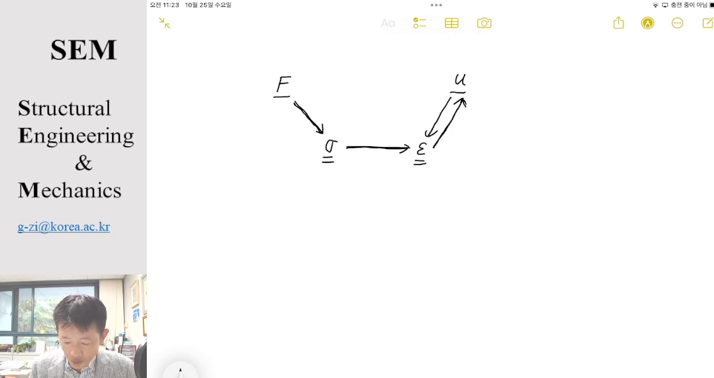Or we can do it another way. We start from the displacement compatibility to measure the strain in terms of unknown displacement variables or parameters. And then using the material law, we calculate the stress corresponding to the strain field. And then from the stress, we check the force equilibrium to finish our analysis.